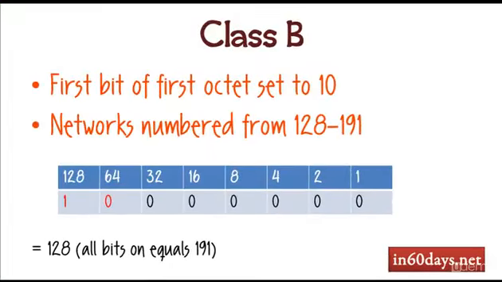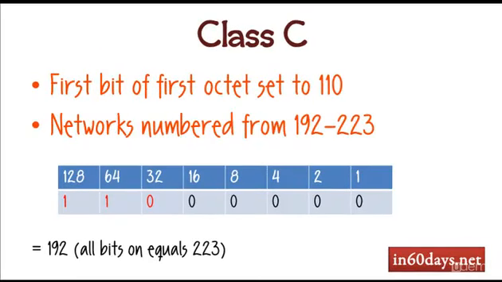For Class B, the first 2 bits have to be used on the first octet, and they have to be a 1 and a 0. After that, the network doesn't care what is in the other columns. So if you turn all the bits on, that's a 10 and then 11111111, which will give you 191. If you have 10 and then all the zeros, it will give you 128. So the possible range of addresses for a Class B network is 128 to 191. And again, this is a classic exam type question.